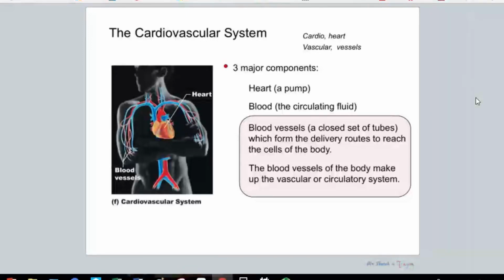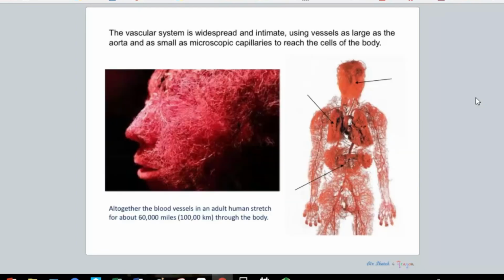All right, so the last part of the cardiovascular system we're going to talk about are the blood vessels. And these are those closed set of tubes that form the delivery routes to the cells of the body. So the vascular system is widespread and intimate. It uses its vessels, as large as the aorta and as small as the microscopic capillaries, to reach the cells of the body. You can see just how intimate and how elaborate all of these blood vessels are.